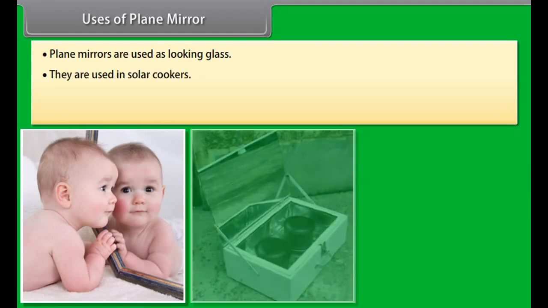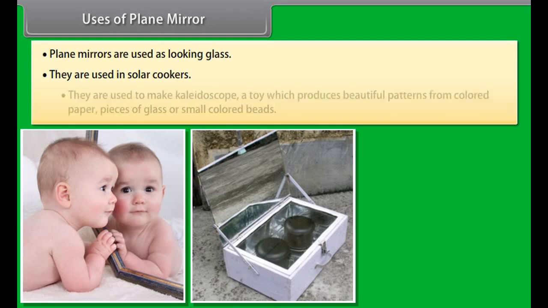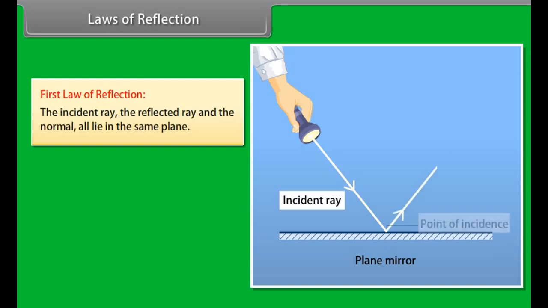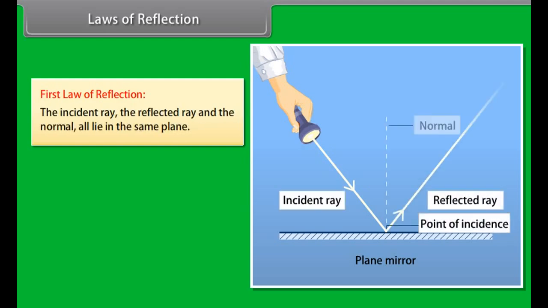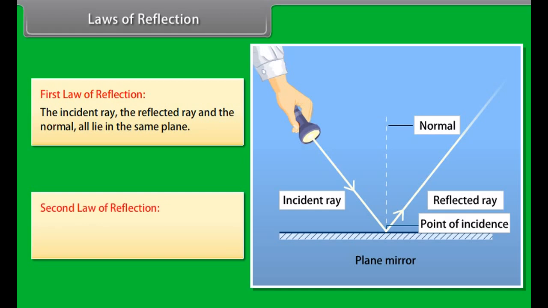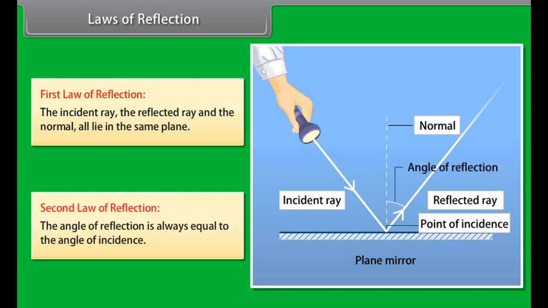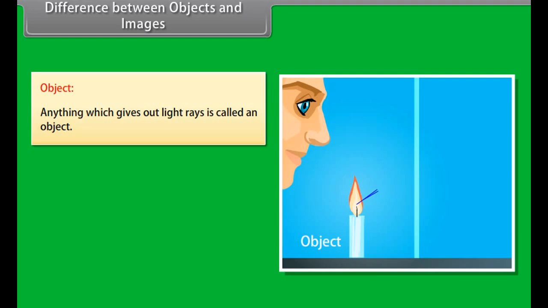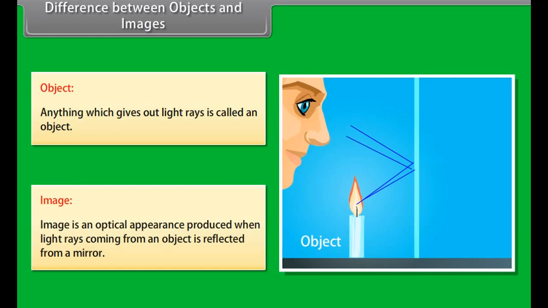Uses of plane mirror. They are used to see ourselves. They are fixed on the inside wall of certain shops like jeweler shops to make them look bigger. Plane mirrors are used in making periscopes. They are used at blind turns of busy roads to prevent accidents. Plane mirrors are used as looking glass. They are used in solar cookers. They are used to make kaleidoscope, a toy which produces beautiful patterns from colored paper, pieces of glass or small colored beads.